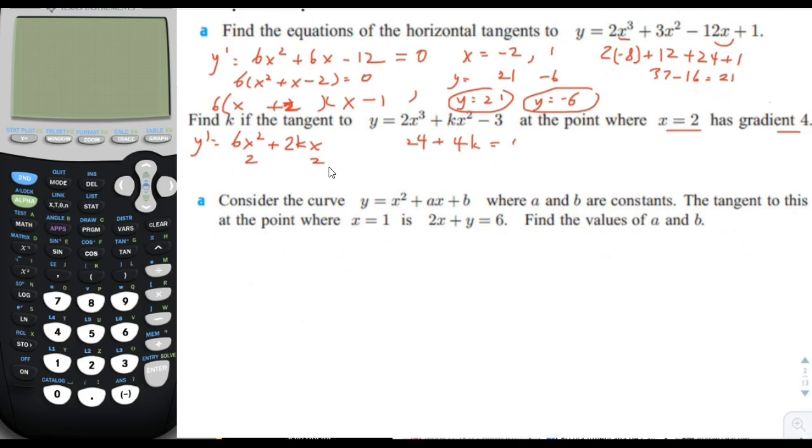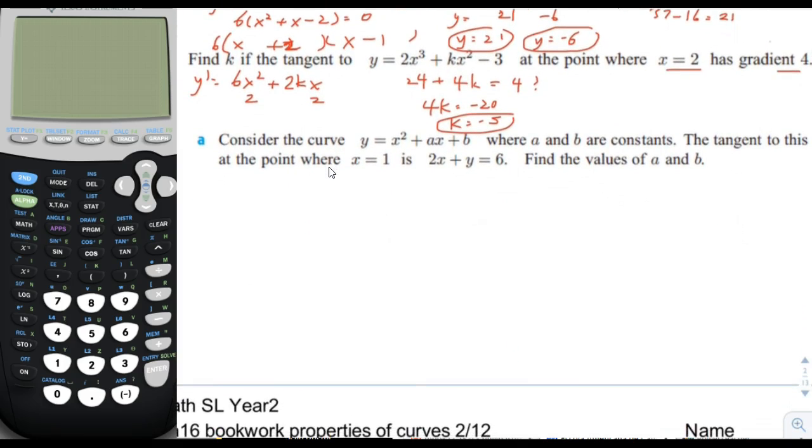When does that equal 4? Well, k is, I guess, equal to negative 5, right? I mean, we could do the algebra. 4k equals negative 20. K is equal to negative 5. Okay? So, that's it. That was easier than I thought it would be.